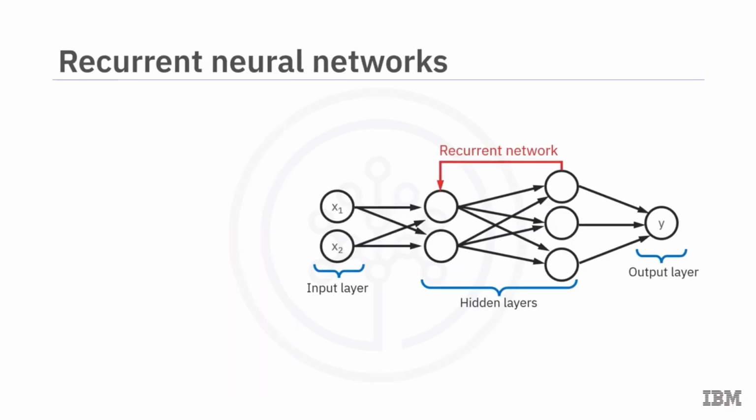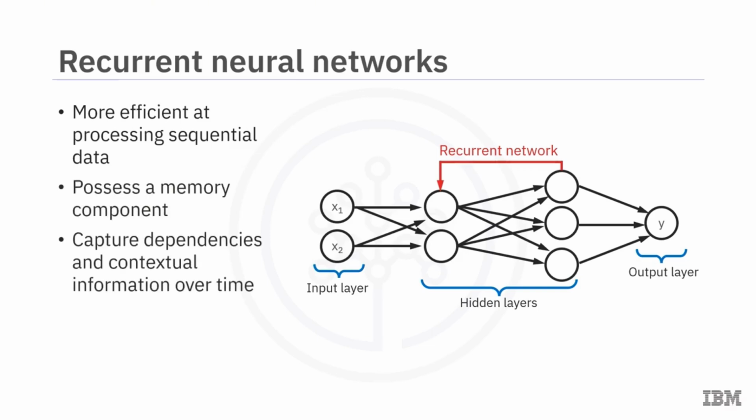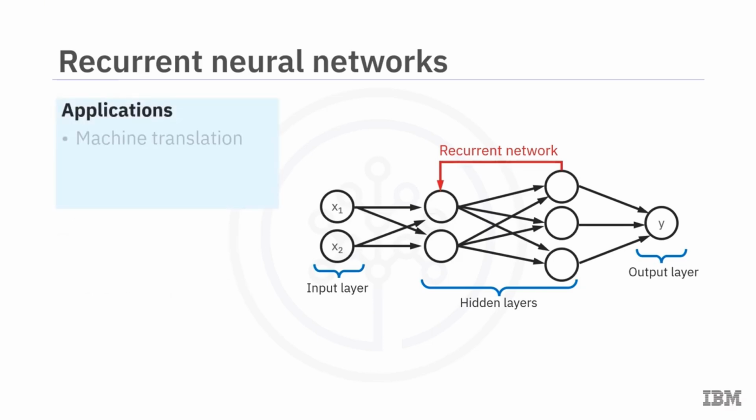In contrast, recurrent neural networks are more efficient at processing sequential data, such as text or speech. They possess a memory component that enables them to capture dependencies and contextual information over time. RNNs are useful in machine translation, sentiment analysis, and speech recognition.